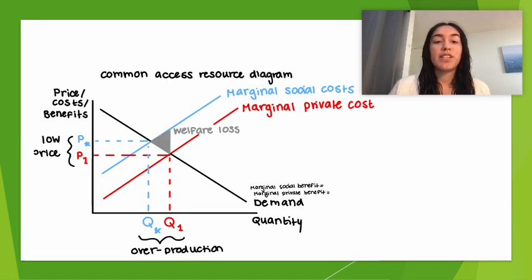This results in a deadweight welfare loss, which I've highlighted on the graph here. This area represents the economic loss caused by the misallocation of resources. So, to sum up, common access resources lead to unsustainable production, negative externalities, and in serious cases, market failure. That is the tragedy of the commons and a key challenge in environmental economics.